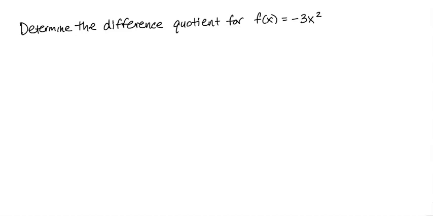Let's look at how to determine the difference quotient for a couple of different functions. First, let's look at a quadratic function. So given the function f of x equals negative 3x squared, let's determine the difference quotient. So let's look at this in a couple of steps.